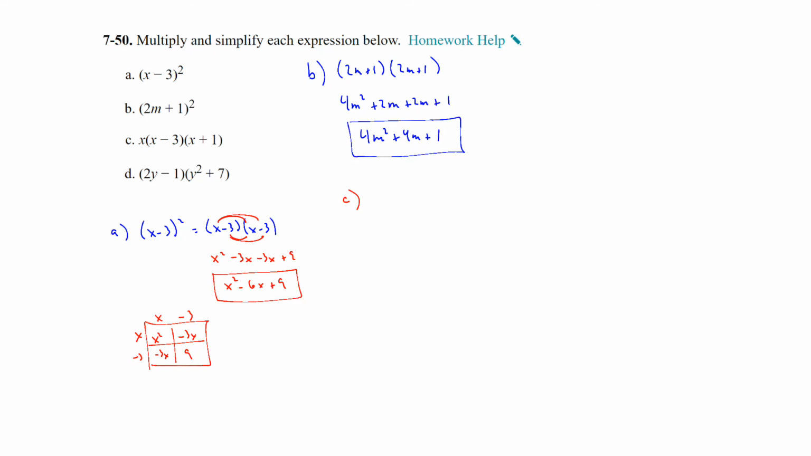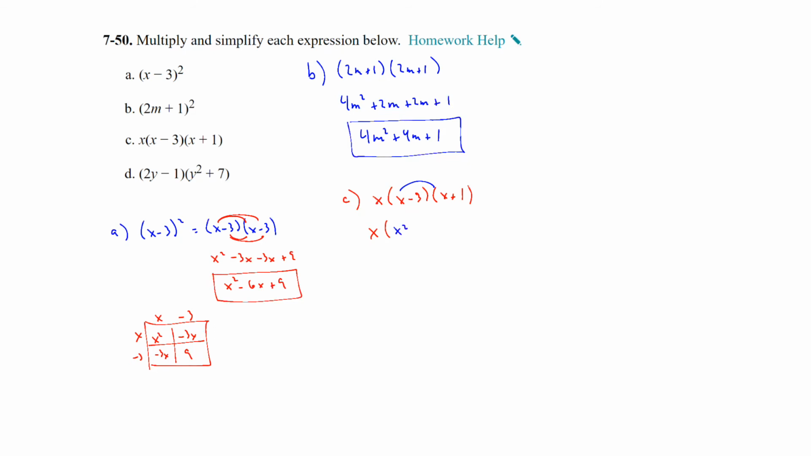On part C, you'll notice that you have three things that you're multiplying by. So you have an x, an x minus 3, and an x plus 1. Well, you can't multiply three things together at once. You have to do two at a time. So it's up to you on how you want to do this. What two do you want to multiply first? I'm going to go ahead and multiply the two binomials first.